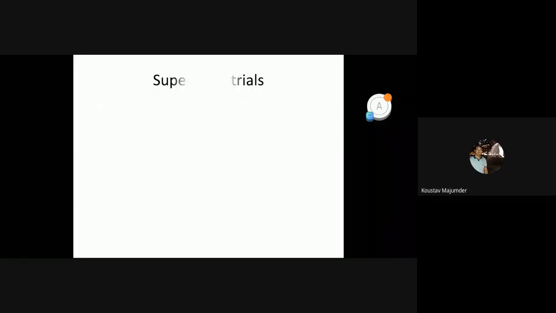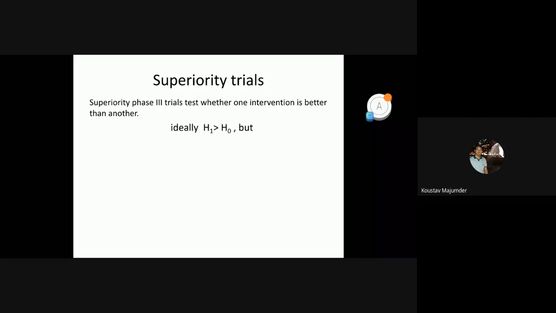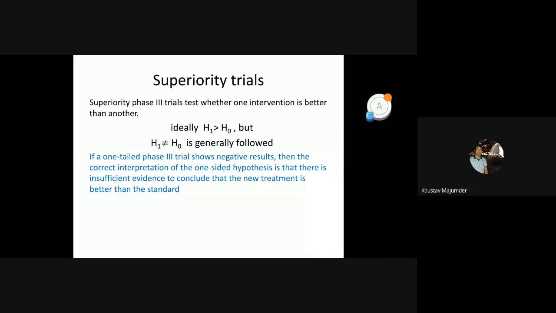For superiority trials, the hypothesis should be that H1 is more than H0. But generally, we follow H1 is not equal to H0. And this is why: suppose we do a one-tail test and we find a negative result, the interpretation will be that there is insufficient evidence to conclude the new treatment is better than the standard. So we have to do another test to find out whether it is inferior to the standard treatment. So this is a waste of resources.